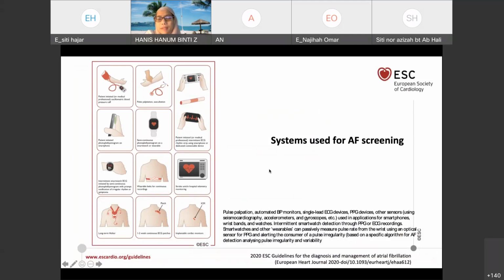So there are some other devices that can be used to screen AF. We have your Apple Watch. You have lots of things that you can actually do to detect AF. My supervisors in England, they're quite, what do you call, creative actually. They put these devices at the hospital trolley. You know the trolley that we use, sorry, the supermarket trolley.